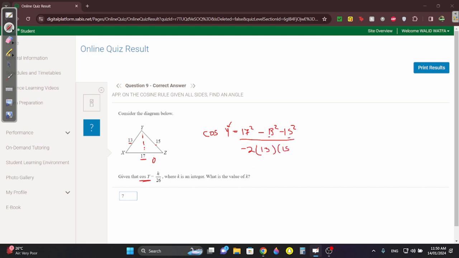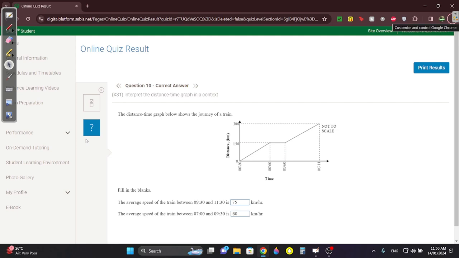This is a 3, huh? It's 13. Okay, and you get cosine y equals 7 over 26, and k over 26, which is 7. You have to put this all on a calculator, okay? Okay, so that's how we finish the geometry.